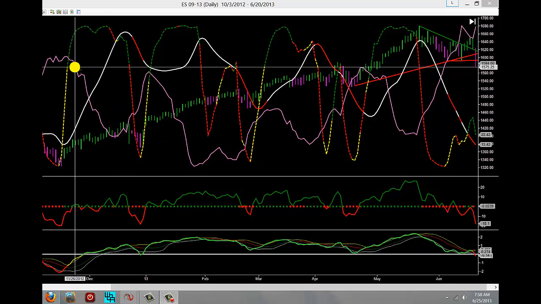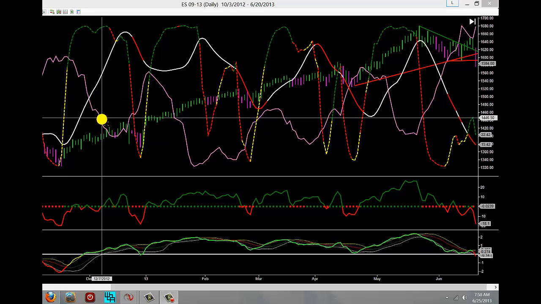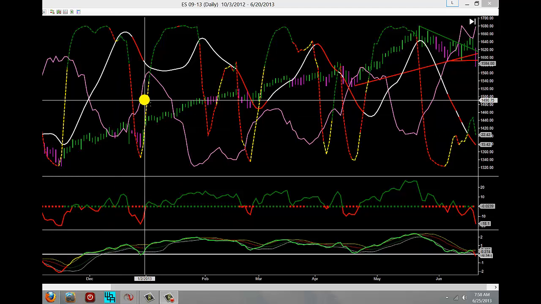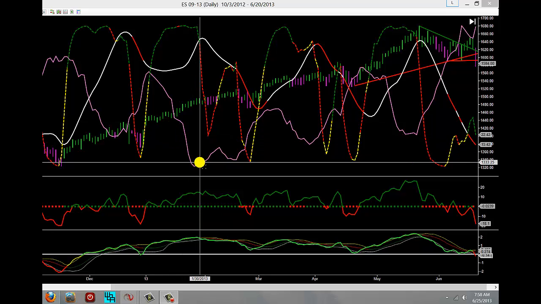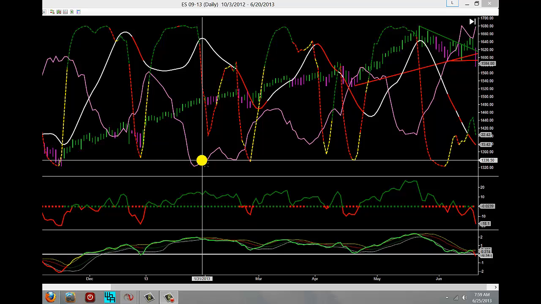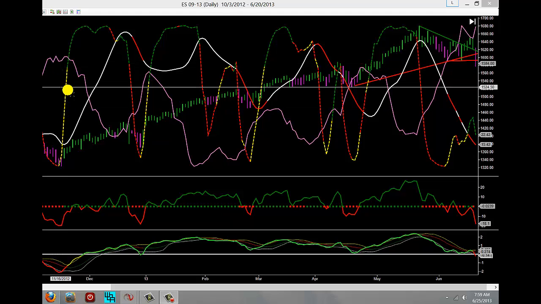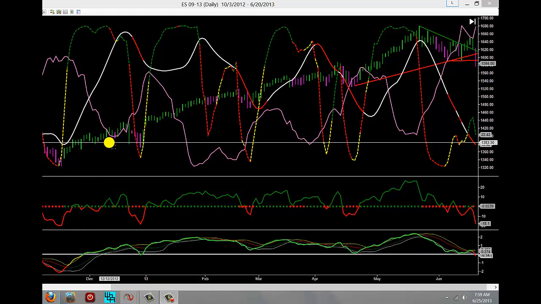Now here's another indicator I've put on here. It's not an indicator I use all the time, but it's used on the daily ES. This purple line in here is a moving average of the daily range of the ES. When the ES goes into a downtrend, the daily range increases. When it goes into an uptrend, the daily range decreases.